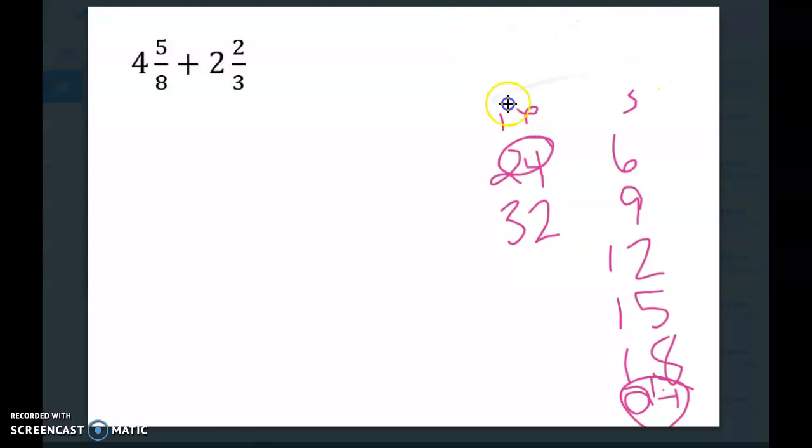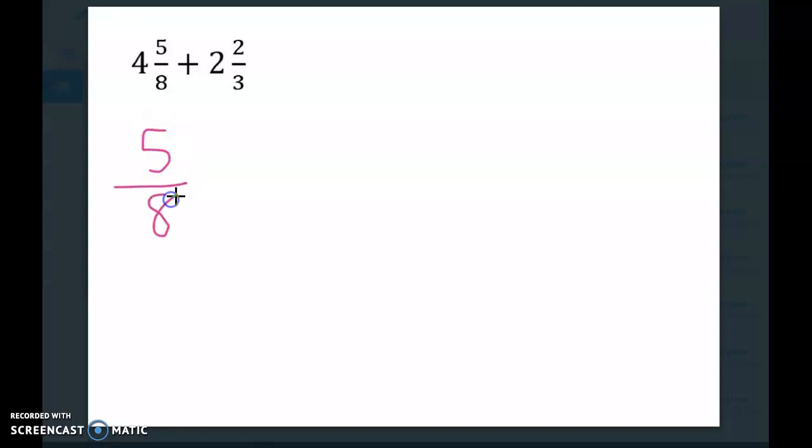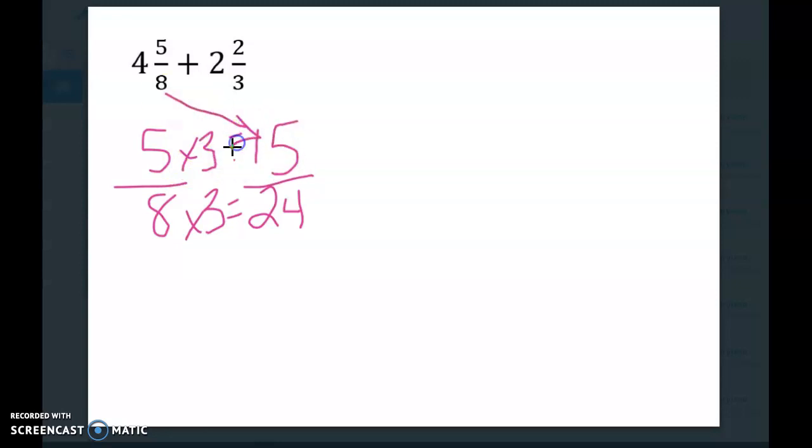Just going to erase this for space. So I need to make sure that my denominator is 24. So I have 5 eighths. What do I multiply 8 by to get to 24? 3. Perfect. 8 times 3 is 24. Remember that rule. Whatever I do to the bottom, I do to the top. 5 times 3 is 15. So this fraction is equivalent to this fraction. I'm just going to write this off to the side.